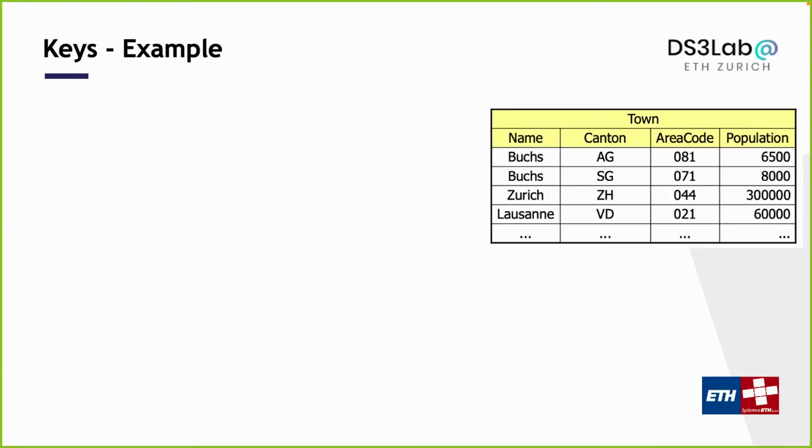Okay. So now let's look at one example. We have this relation describing, for example, all the towns in Switzerland. So you have the name of the town, you have the content of the town, you have the area code, and you have the population of the town, for example. Let's say these 4 attributes fit together into a single relation. Let's try to find all the functional dependencies here.